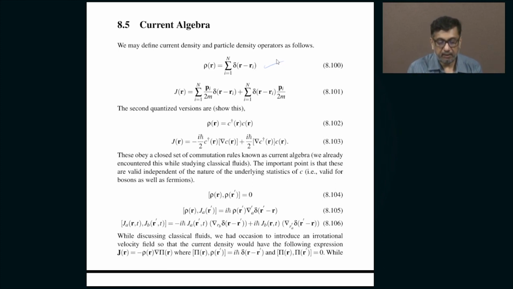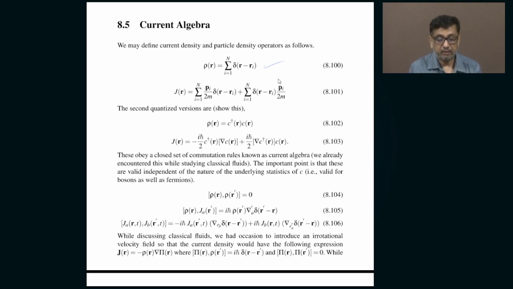So, similarly with current. The current is defined basically as I choose to define it as momentum per unit volume or velocity per unit volume. So, P by m is basically your velocity. But then I rewrite this on these two sides, because now I am going to be discussing the quantum mechanical version of the current algebra.